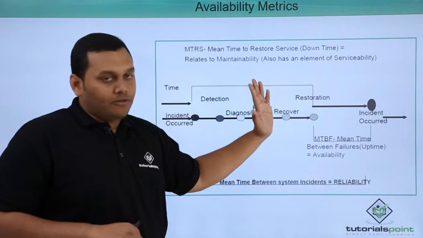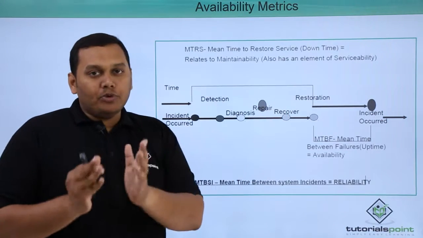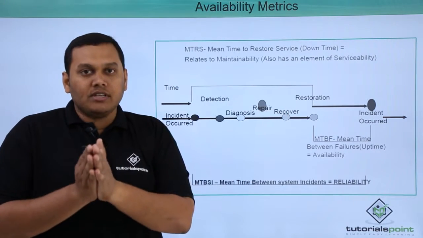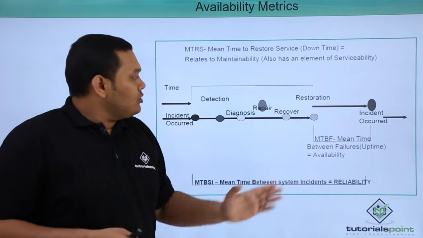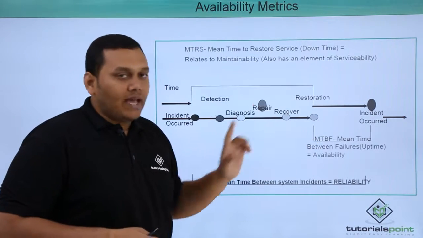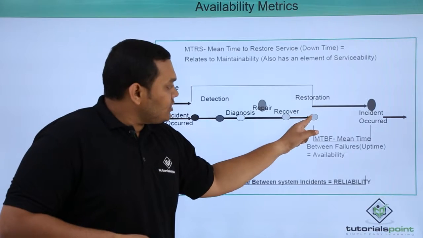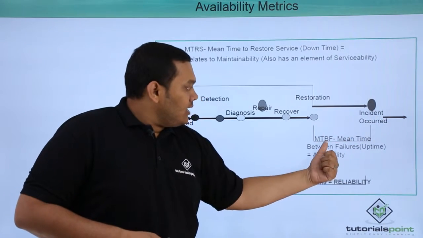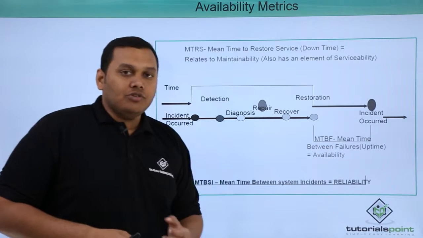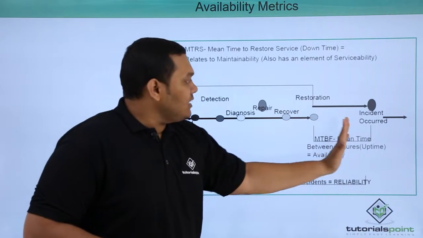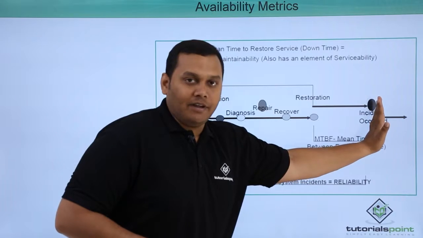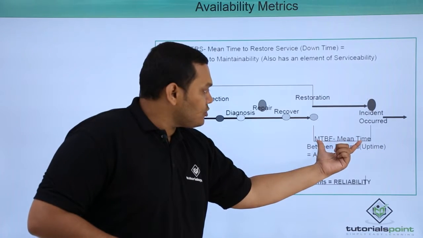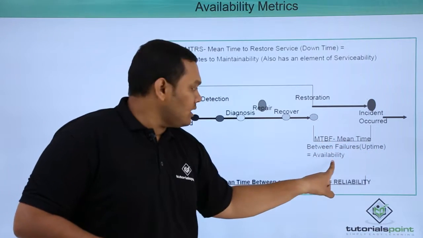If you take an example of a PC that is down with an error called a domain error, from here we restored the domain error. If the domain error occurs again after some time, this time is called mean time between failures. This is the first failure, and when the failure occurs again, this is the second failure. The mean time between these two failures is called uptime or availability.